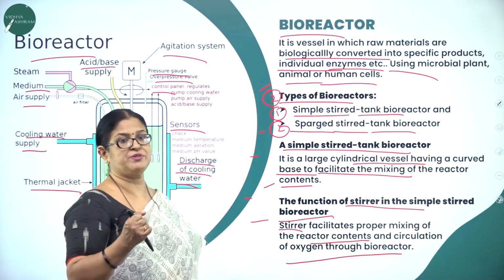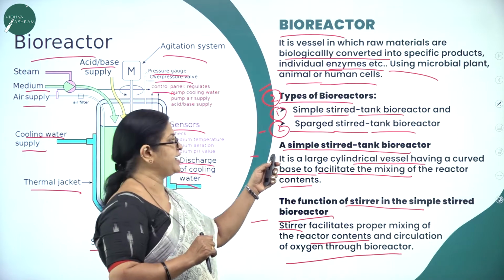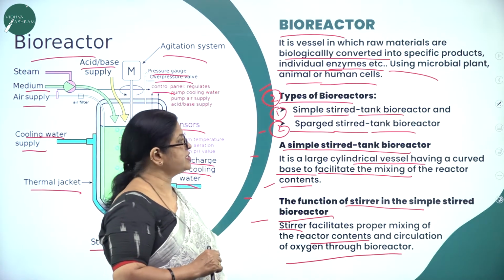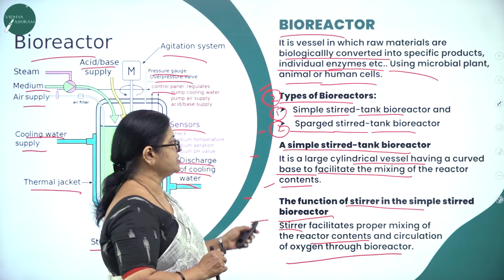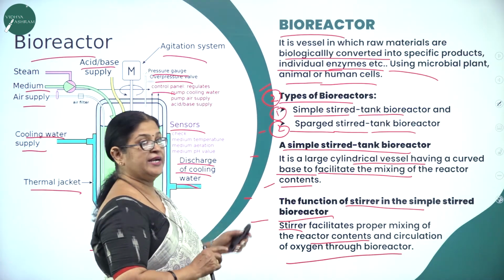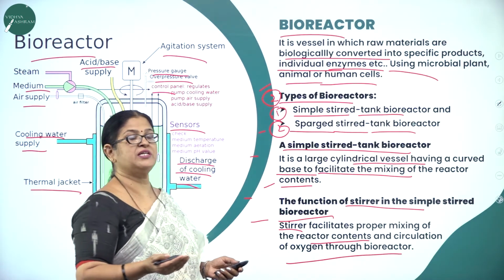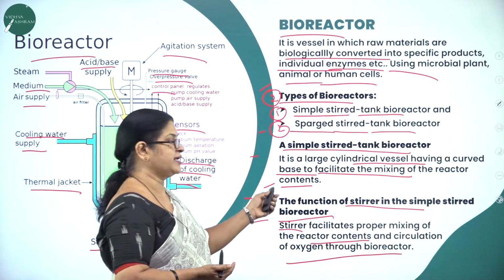There are two types of bioreactors. One is called simple stirred tank bioreactor. The other one is called sparged stirred tank bioreactor. So what is the simple stirred tank bioreactor? It is a large cylindrical vessel having a curve at the base to facilitate the mixing of the reactor contents.